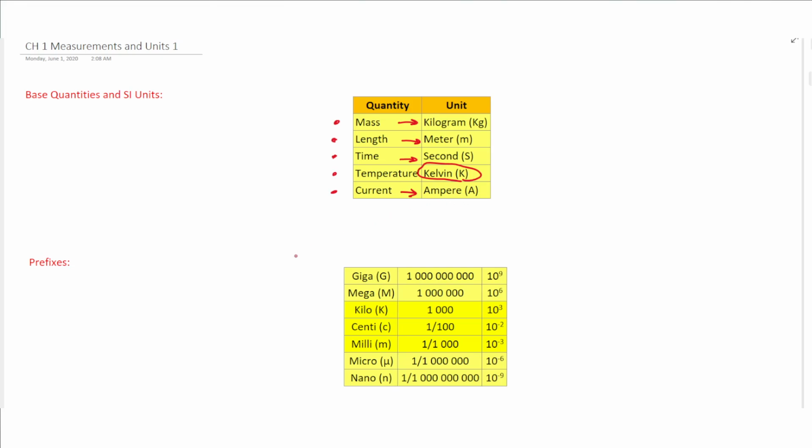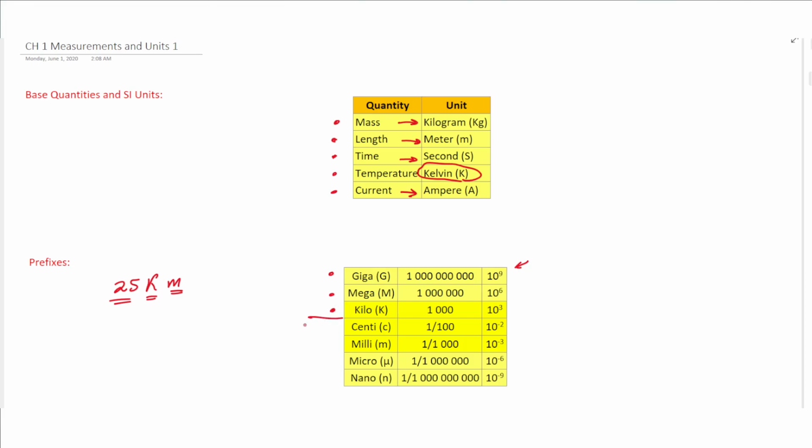The prefixes are the multiples of 10, or the powers of 10, multiplied by any value. For example, for 25 kilometers, the meter is the unit, the kilo is the prefix, and the 25 is the magnitude of the value. So we have many prefixes. Giga is 10 to the power of 9. Mega is 10 to the power of 6, which is 1 million. Kilo is 10 to the power of 3, 1000.